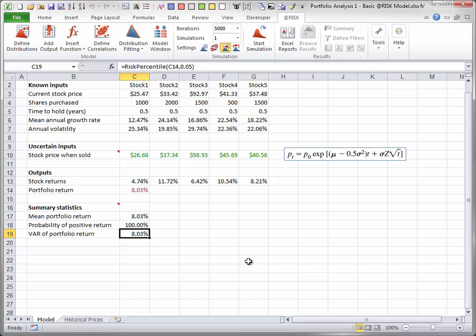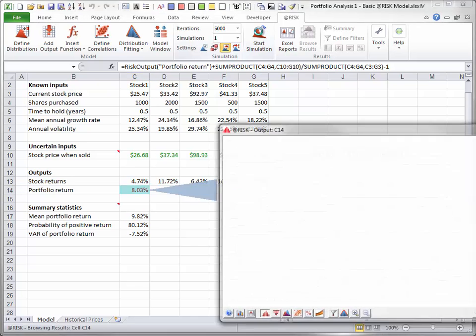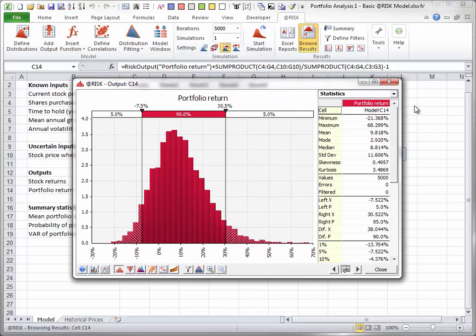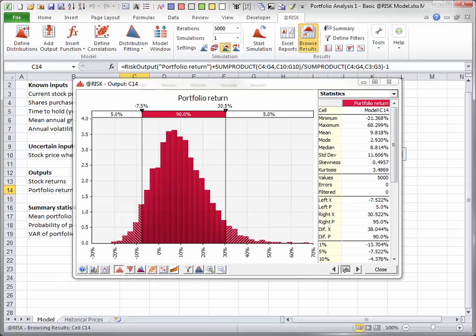Remember that such summary statistics are valid only after you run the simulation. They can be meaningless or even errors before the simulation is run. Now I will run 5,000 iterations of the simulation. Here is the distribution of the portfolio return.